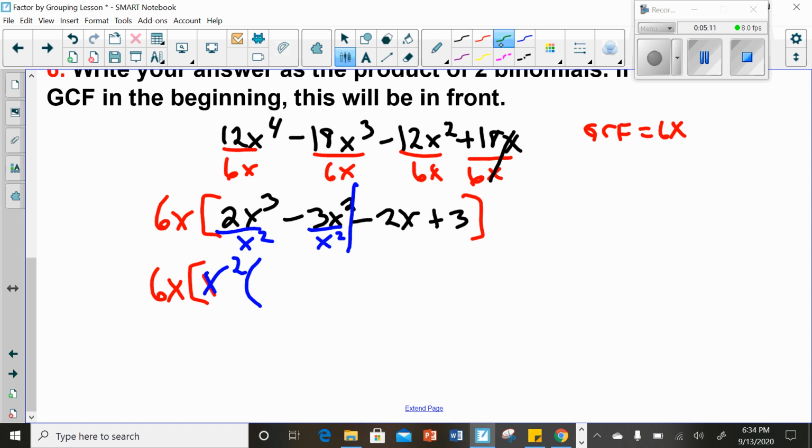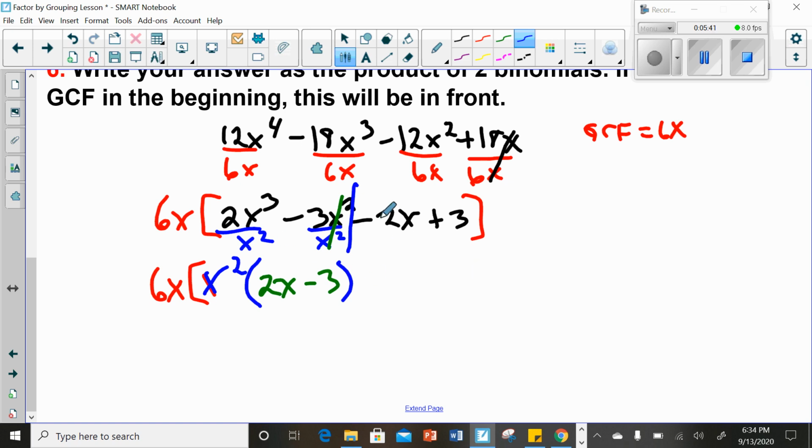And so 2 divided by 1 is 2. 3, so we're using our exponent rules. 3 minus 2 is 1, so we're left with just an x. And then minus 3, and then the x squareds here cancel, and in parentheses. Now in the second grouping, you may not take out the same GCF as we took out here. But what's left in the parentheses over here should be a 2x minus 3.